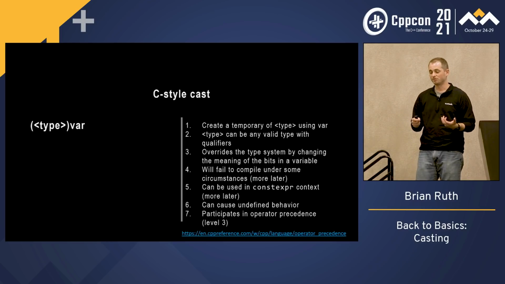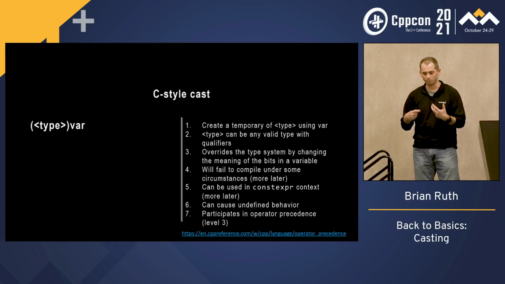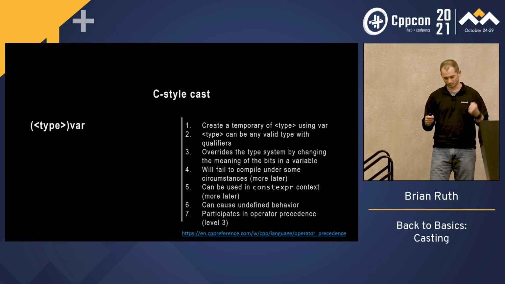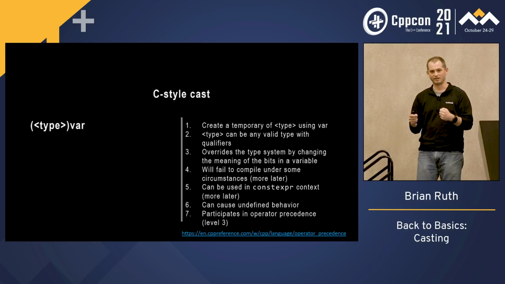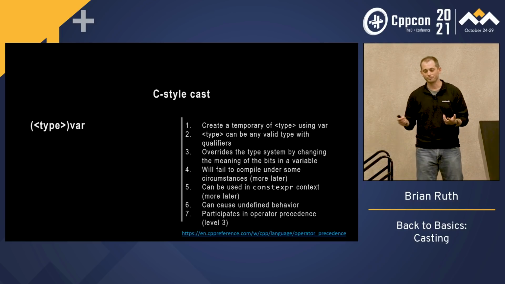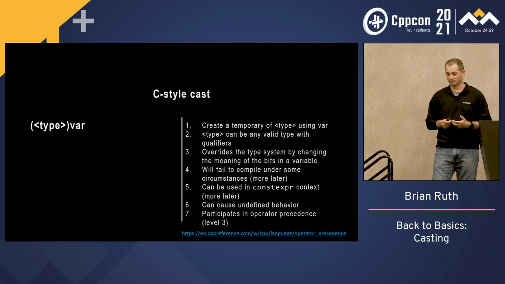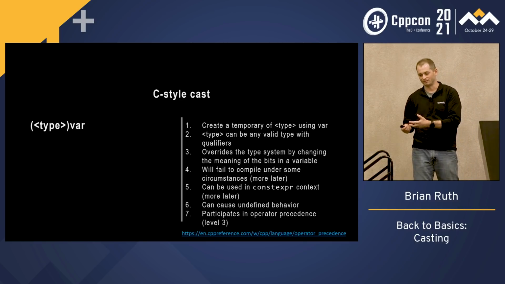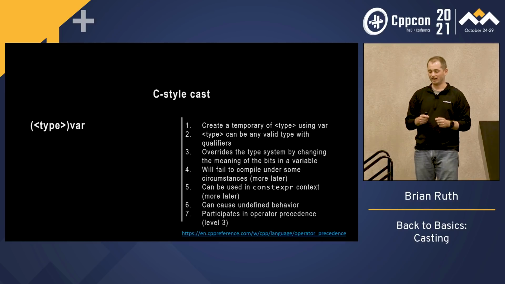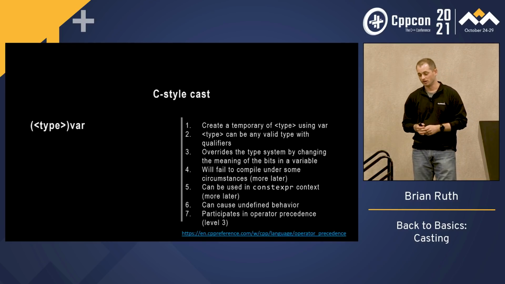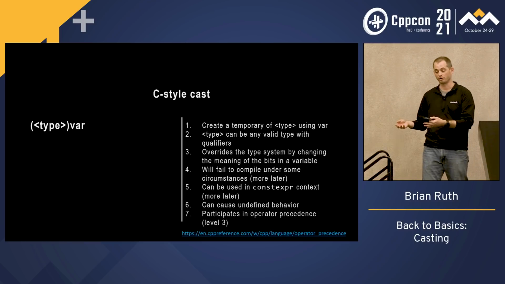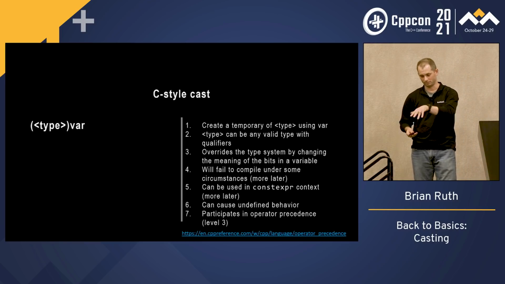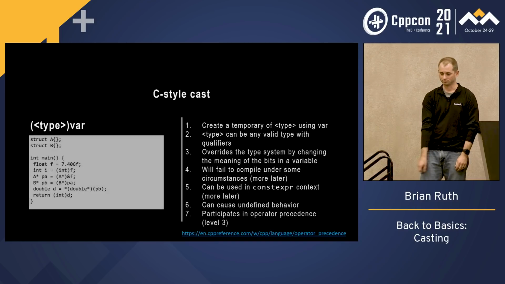And it can fail to compile under some circumstances. So people think of this as a very blunt hammer to beat at types to get it to change to something. But under certain circumstances, it can fail. It can be used in a constexpr context, but more on that later. And it can cause undefined behavior. This is also considered an operator, so it actually participates in your operator overloading, level 3, and there's a link to that there as well.